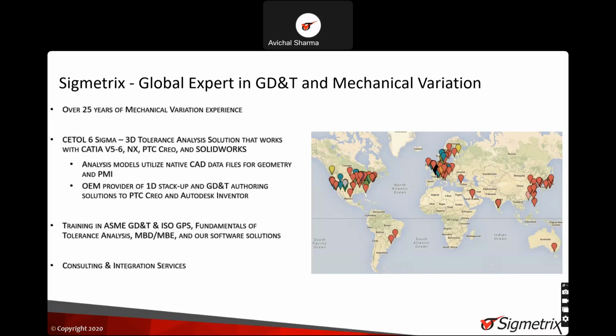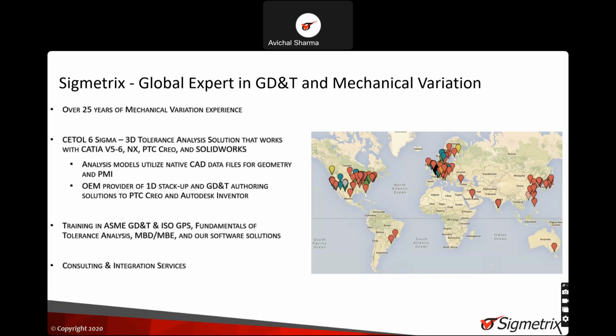Now, I'll just talk a little bit about Sigmetrics as a company also, because the tools that we are going to talk about in this session are developed by Sigmetrics. So we should give some credit to Sigmetrics also. It's a US-based company basically, and they are the global experts in GD&T and mechanical variation. And CETOL is the main 3D tolerance analysis solution that was developed by Sigmetrics.